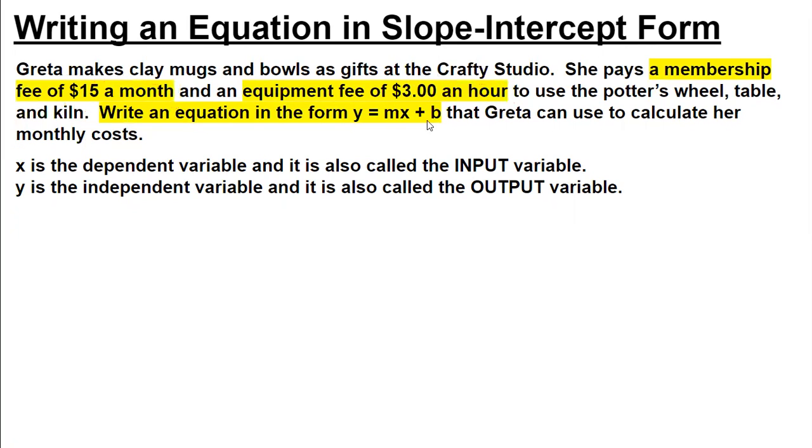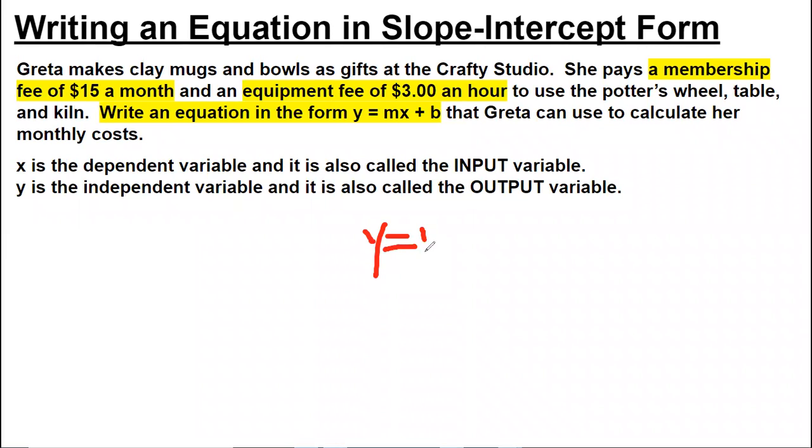Let me clear my red here. So we highlighted what we needed. Membership fee of $15 for a month, equipment fee of $3 per hour, and then our question is write an equation in the form y equals mx plus b. Everybody should be familiar at this point what y equals mx plus b means. I will quickly review it, but you can go back and watch any of the previous videos from module 4. So m is the slope and b is the y-intercept. It is where the graph of the line crosses the y-axis, the vertical line that crosses the y-axis.